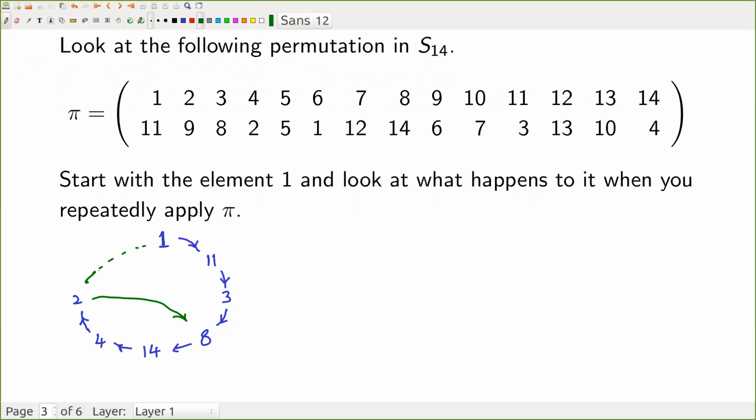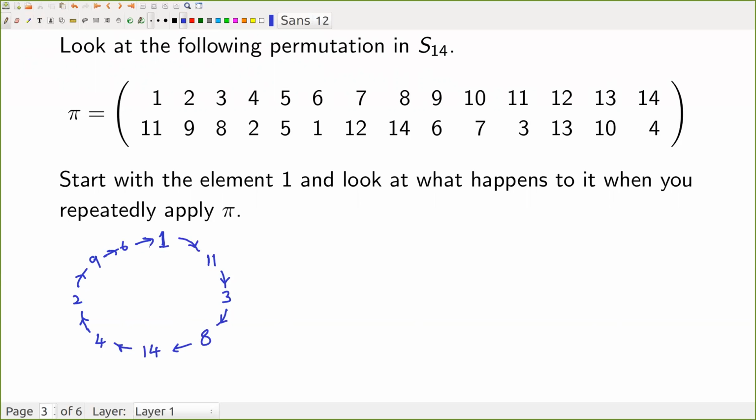So I'm just going to tidy this up again here. I'll erase some of that stuff, and we'll keep going. So at the moment we're at 2. 2 goes to 9. 9 goes to 6. And 6 goes back to 1. Okay, so that's what happens to this permutation.